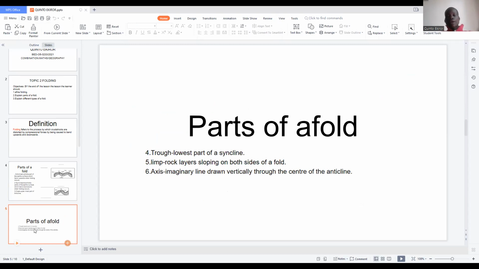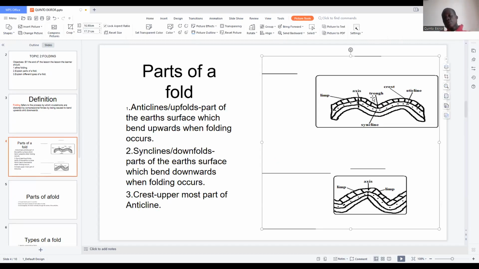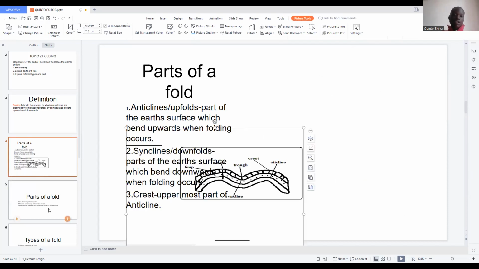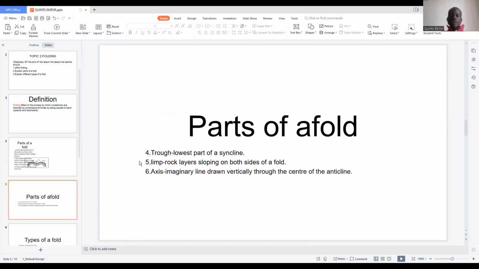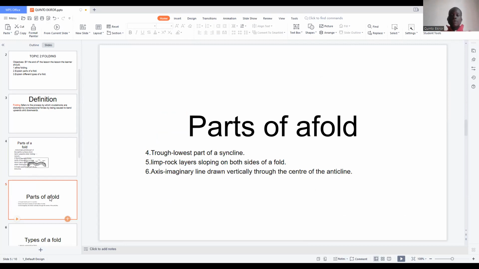Okay. Another part is a trough. This is the trough, this one. This part is the one referred to as a trough. Let's see what is meant by trough. This is the lowest part of a syncline. This part, the lowest part of a syncline, is what is referred to as a trough.